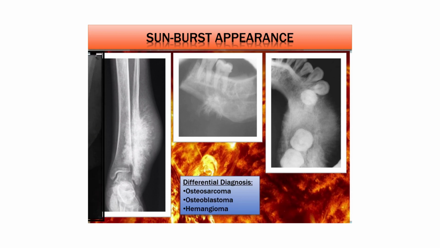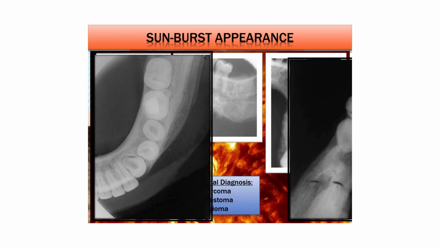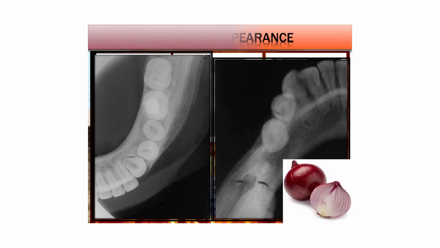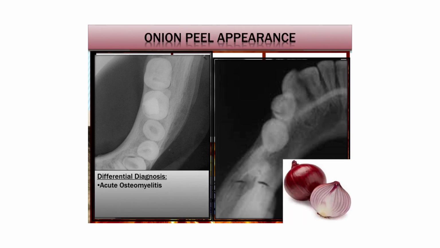The periosteum can show a lamellated periosteal reaction in which multiple concentric layers of new bone are laid down, giving it an onion peel appearance on the occlusal radiograph, as seen in acute osteomyelitis, osteosarcoma, eosinophilic granuloma and Ewing's sarcoma.